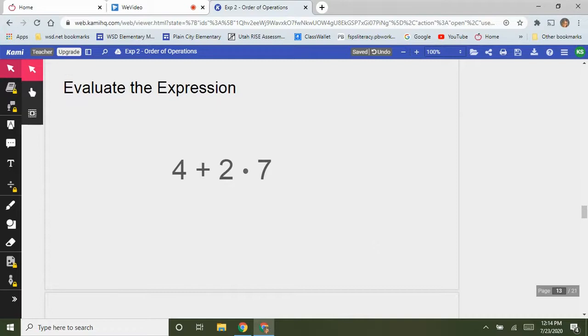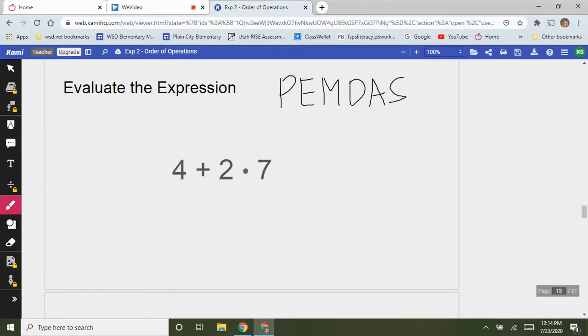Okay, so let's try some. Evaluate the expression, remember, means find the answer to the expression. When I have lots of different operations, I sometimes like to write PEMDAS at the top, and it kind of keeps me organized.